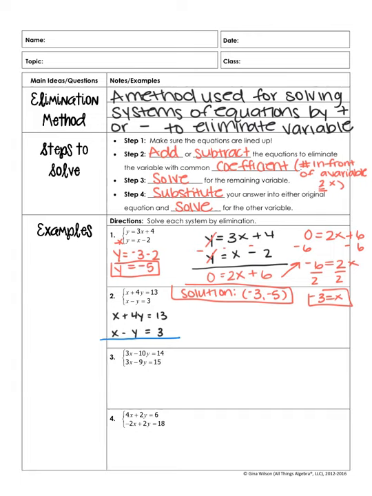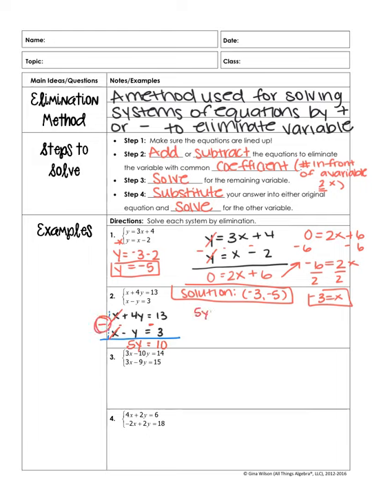Well, I'd first check to see which one has the same number in front of it, right? So these both have a 1 in front of them, and they're both positive. So to get rid of it, we could subtract. So x minus x is just 0. It just cancels out. 4y minus negative y, that's like doing 4y plus y, so that would make 5y. And then 13 minus 3 is 10.